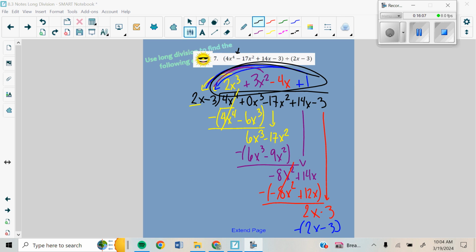All right, take a look here. We end up with 2x cubed plus 3x squared minus 4x plus 1. And that is where we ended. We didn't have a remainder for that one, so that was great. All right, make sure you check in if you have any questions. Otherwise, I'll see you later.